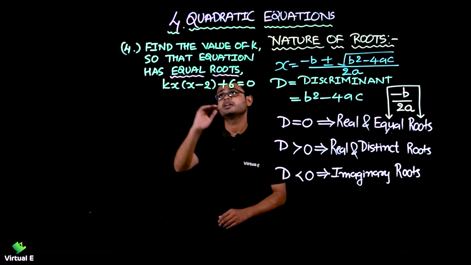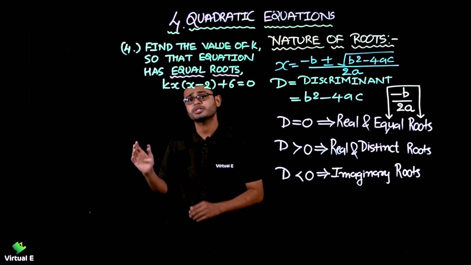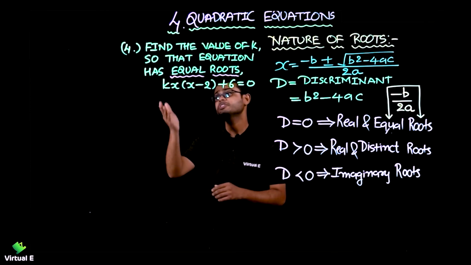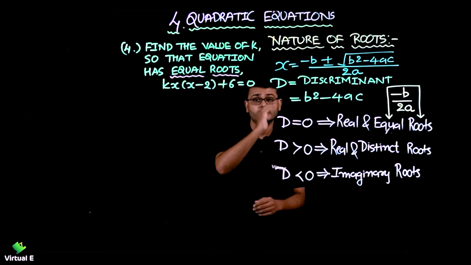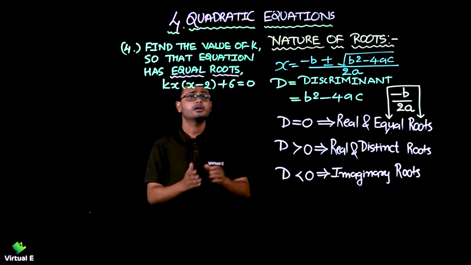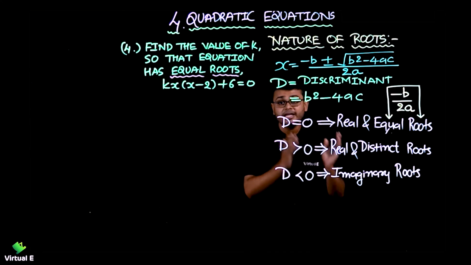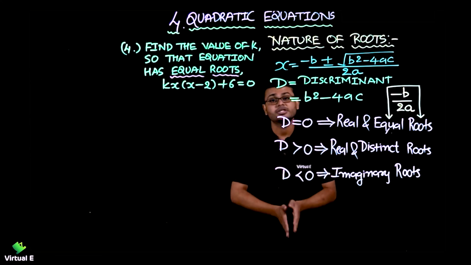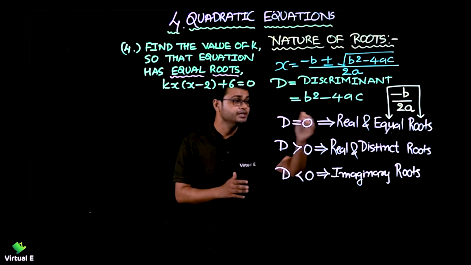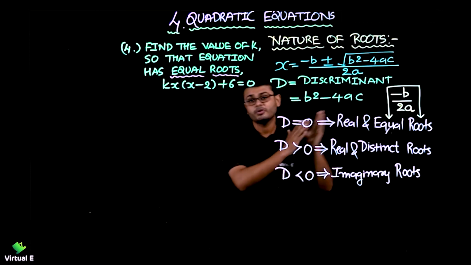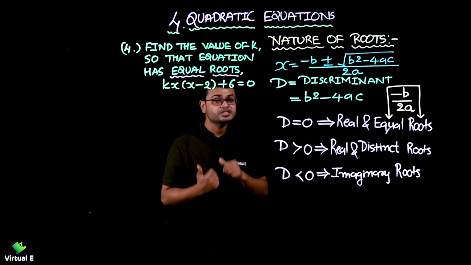Find the value of k so that the equation has equal roots. The condition is the same as the previous question. We have changed the equation, which is kx(x minus 2) plus 6 is equal to 0. Here it is given that the equation has equal roots. The nature of the equation is given, not the condition. We are not going to do it the normal way, getting the value of a, b, c, getting the value of D, then deciding the nature of the equation. No, we are going to do it in reverse, like we did in the previous question.